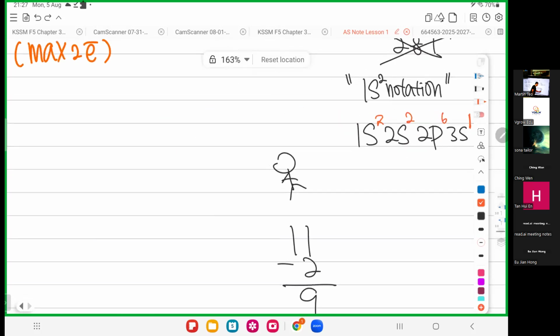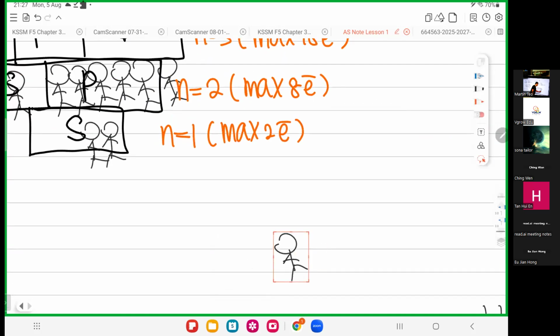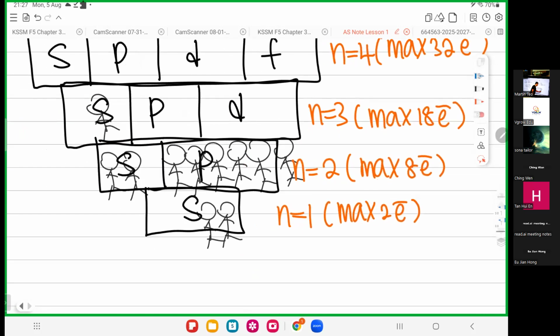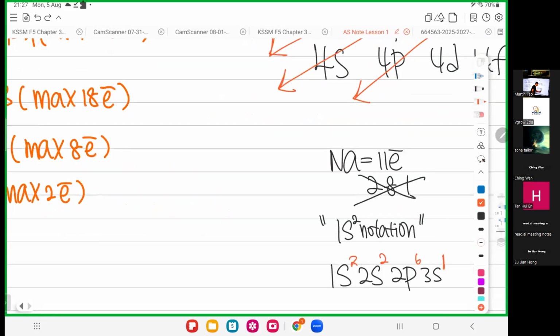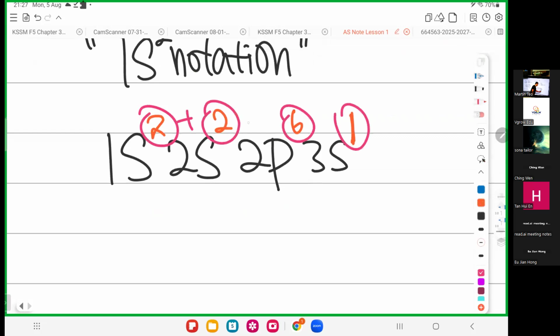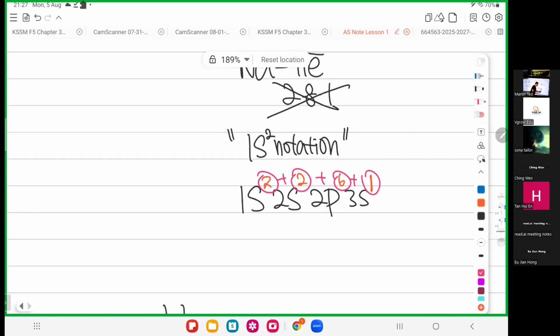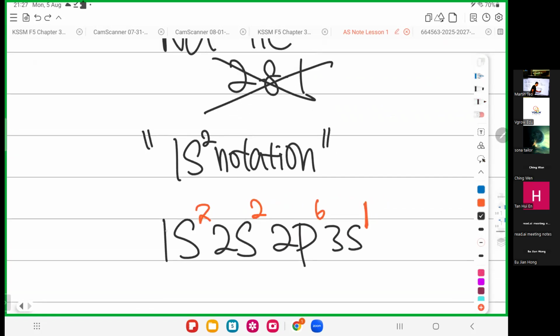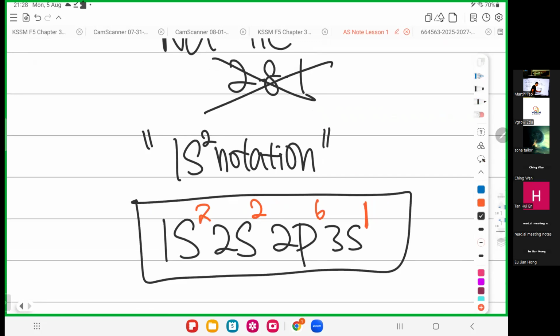So now this 1 leftover person will go to 3s. 3s means 3rd floor s. You can see all the 11 people have found their place. This is our electron arrangement. How to know you are doing it correctly? All these numbers added together should give you back 11, exactly the number of electrons that we want to put. Ladies and gentlemen, are you okay with how 1s2 notation works by now?